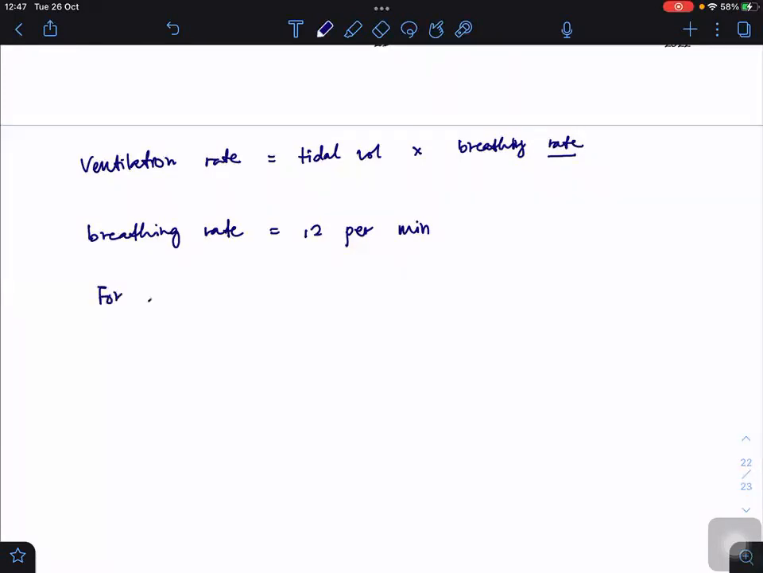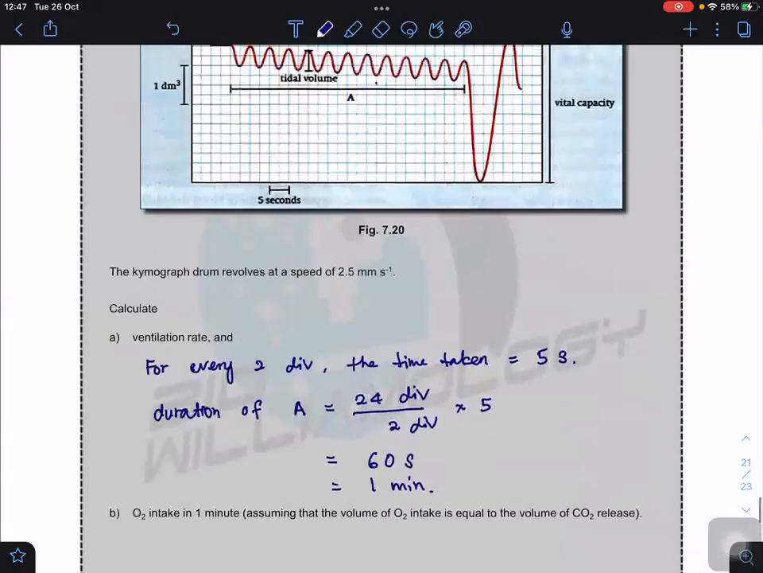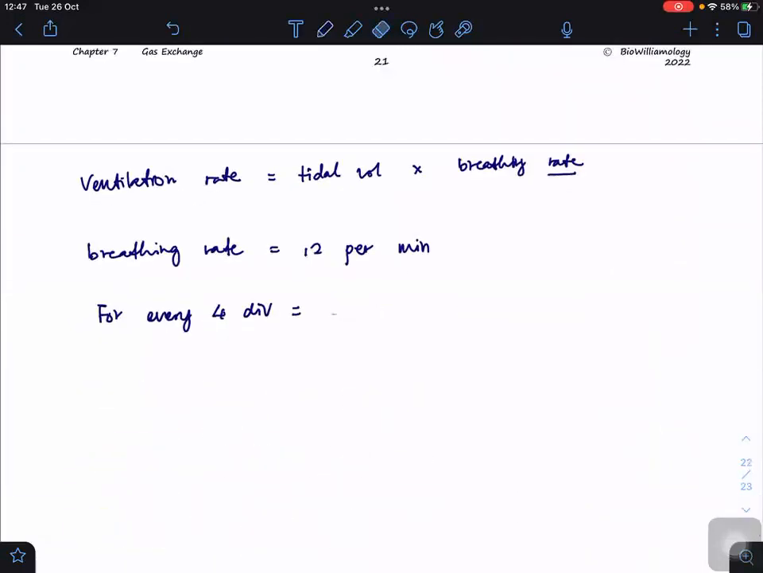So for every 4 divisions on the y-axis, it is equivalent to 1 dm cube. Correct? Okay, so what is the tidal volume? The tidal volume is 2 out of 4 multiplied by 1, so you get 0.5 dm cubes.